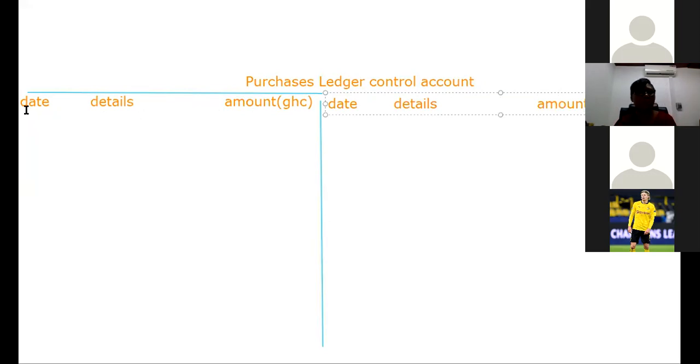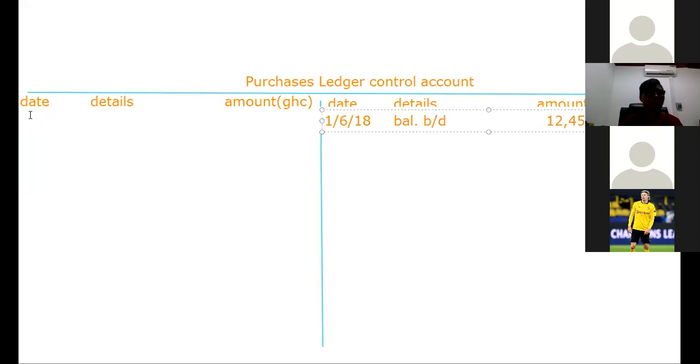Give me the figures. Yeah, madam. The credit side is 12,450. Credit side is how much? 12,450. 12,450. And the debit side? The debit side is 100 cedis.